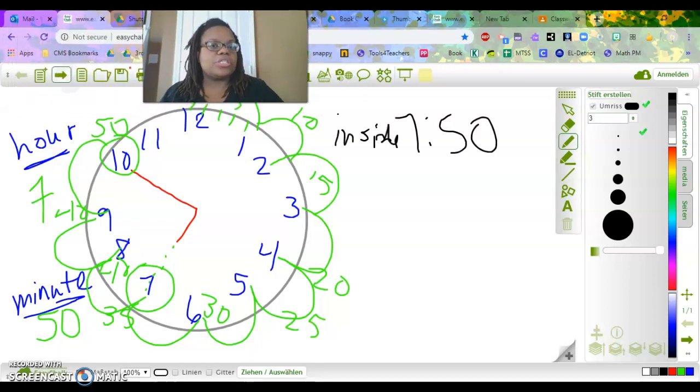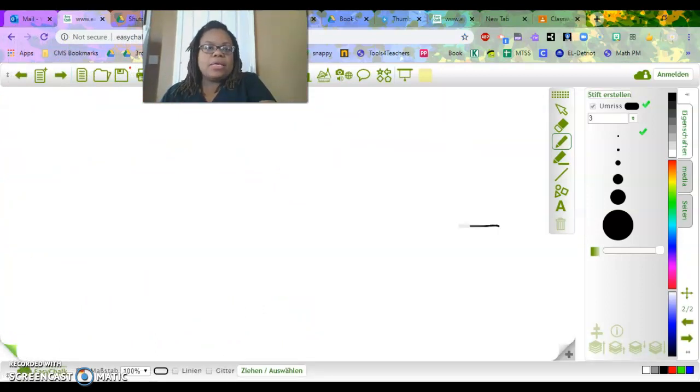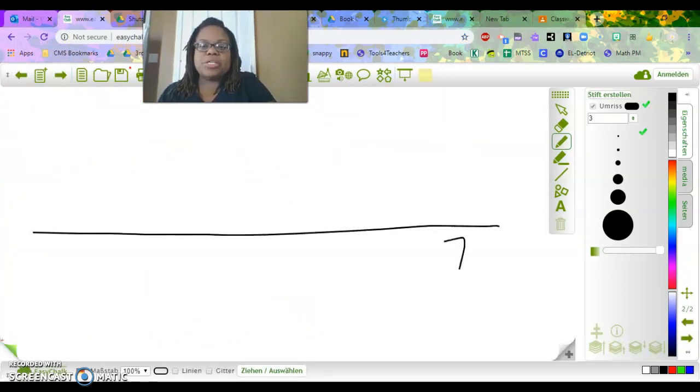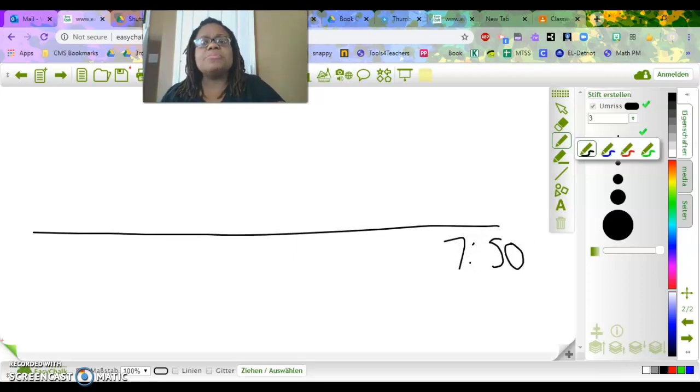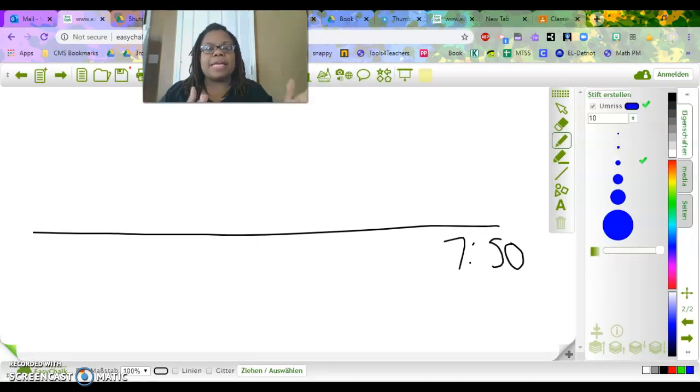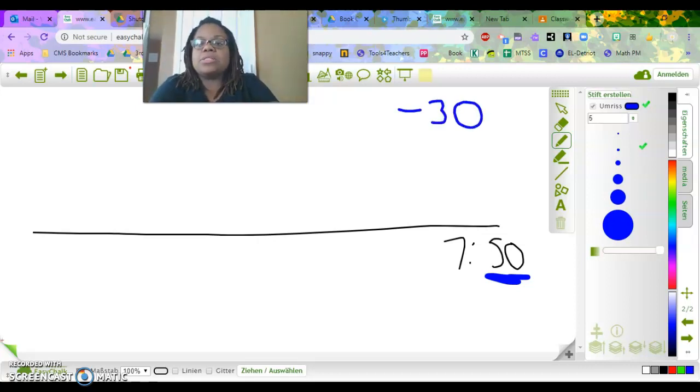So I'm going to use this just like I would a number line. So here's my number line. I'm going to start at 7:50. And I need to move backwards on the number line to show the amount of time that he went out to play. My focus here is on my 50 because that is my minutes. I know that he played for 30 minutes. So that's the amount of time that I'm going to need to subtract.